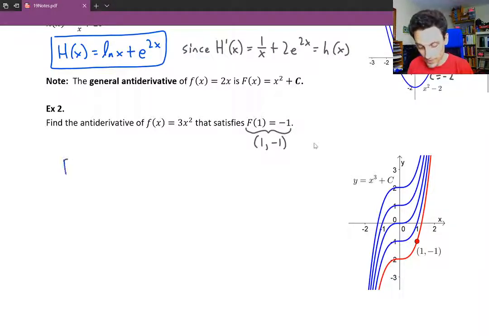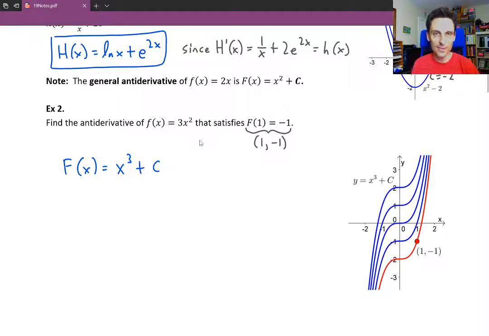So it says find the antiderivative of 3x squared that satisfies this condition. First we start with the most general antiderivative. What would that be for 3x squared? Pretend like I didn't just tell you the answer a moment ago. If you said x cubed plus c, then that would be correct. All right, so that's the general antiderivative. If we turn back around and take the derivative of that, we get back to 3x squared. We can always retrace our steps and make sure that we got the correct antiderivative.